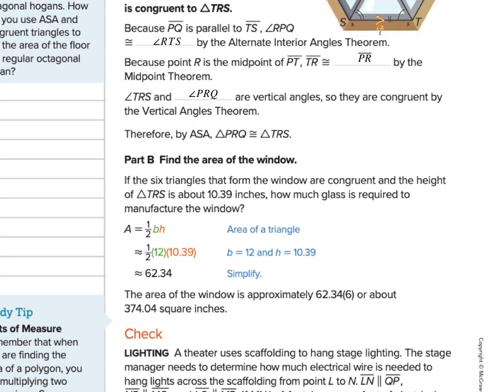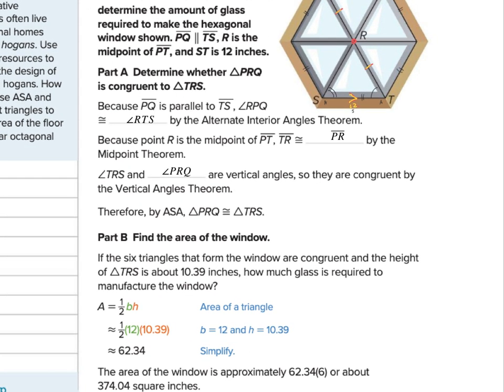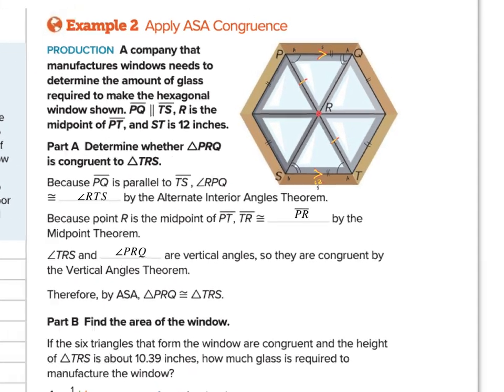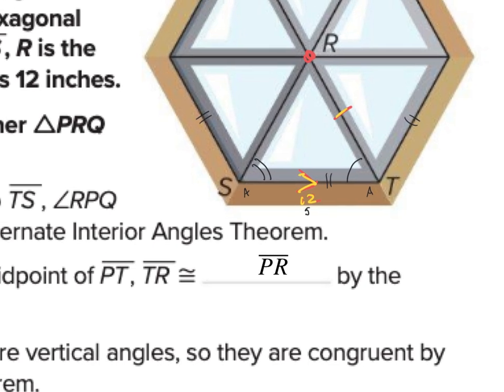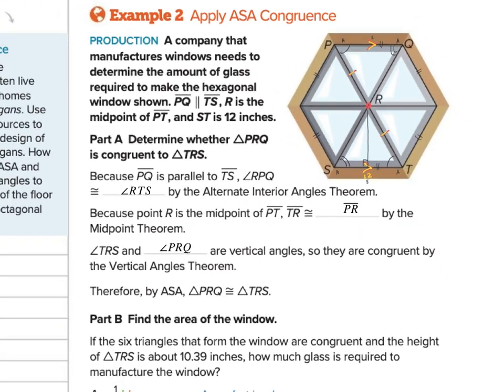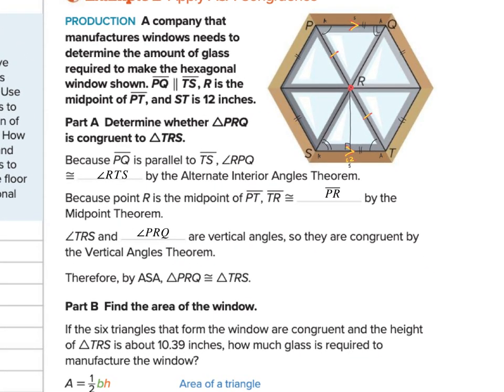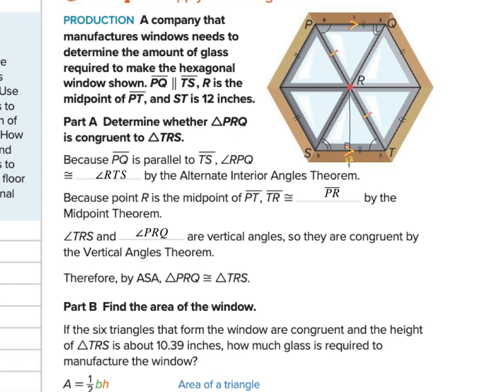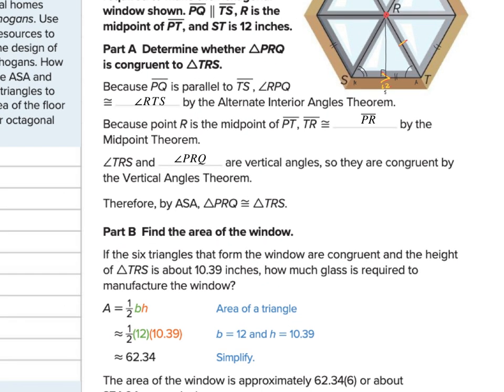So looking here, finding the area. Now the area was a little bit more challenging. Find the area of the window. Well, we know the base. Could we calculate the height of my triangle? We could possibly calculate the height of my triangle. So it says that the 6 triangles form a window that are congruent. The height of TRS is about this many inches. How much glass is required to manufacture that window? And then they use the area formula for a triangle.